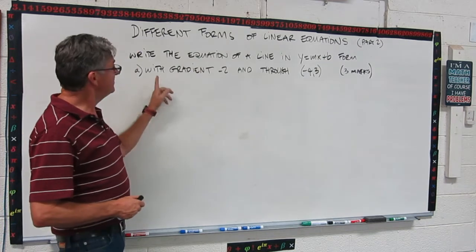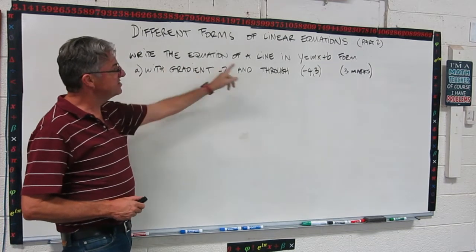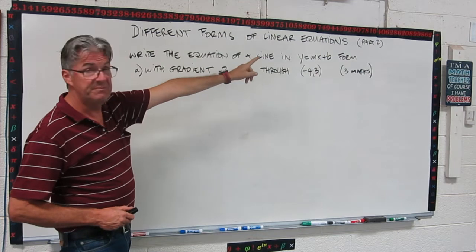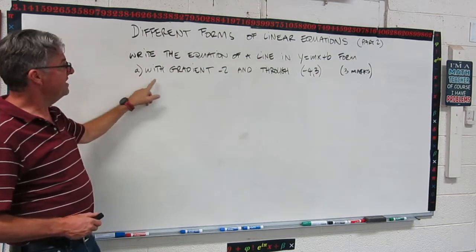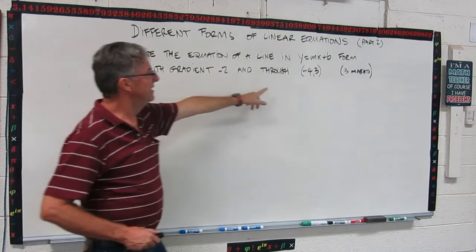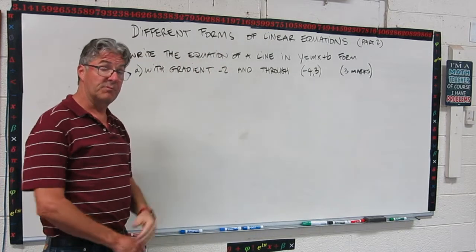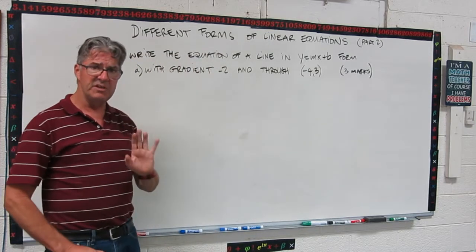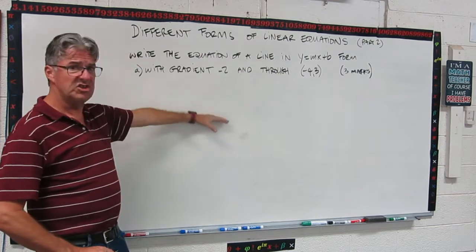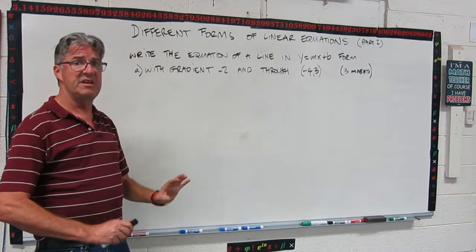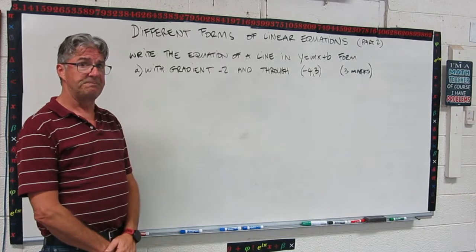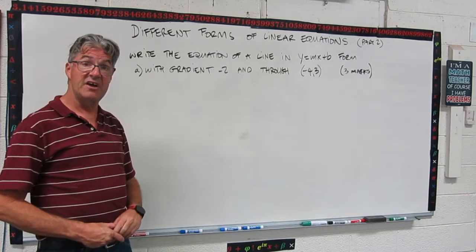Okay, so here's the first one. Write the equation of a line in y equals mx plus b form with a gradient of -2 and passing through the point (-4, 3). This would be a 3-mark problem on an IB test. So pause the video and really give this one a good shot. If it takes a little while, just stay with it. Try to get all the way to the end. Okay, let's see how you did.